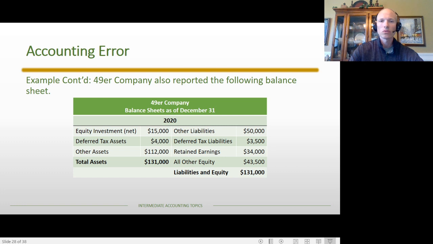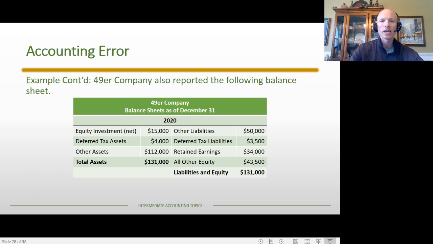1, 2, 3. And the answer is a DTL. Again, because the asset is more under GAAP, so we're in that greater than situation. So under U.S. GAAP, the asset is more than it is under the Internal Revenue Code. And so in that case, this will be a DTL.